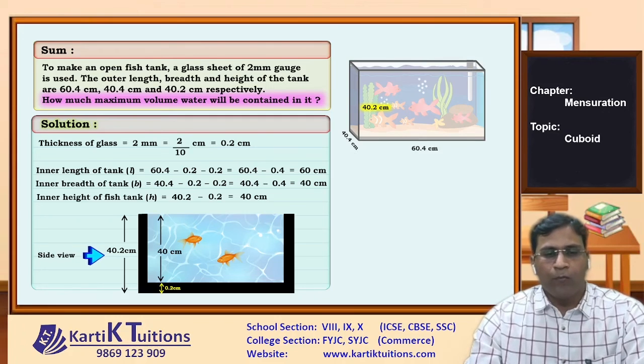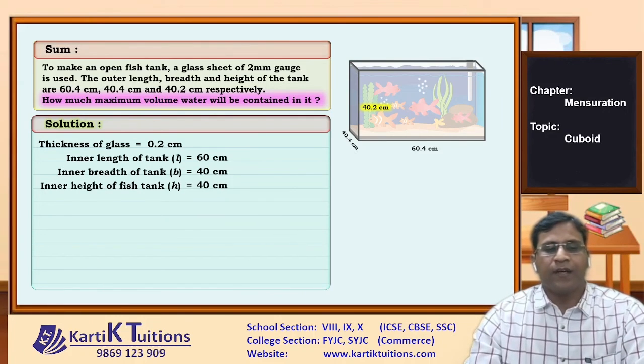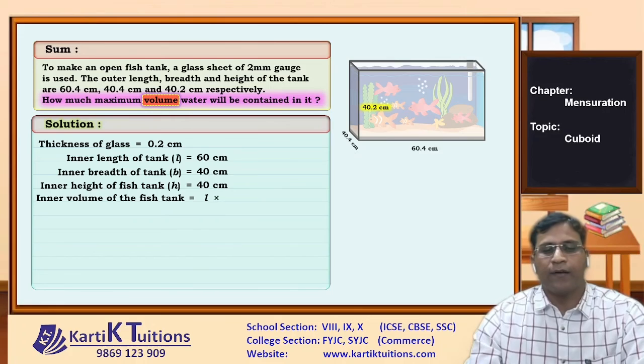Now what is the volume? Volume we all know it is length into breadth into height. So here it will become 60 into 40 into 40. Now 6 fours are 24. 24 into 4 gives us 96. So it is 96,000 centimeter cube. But the sum is not over yet.